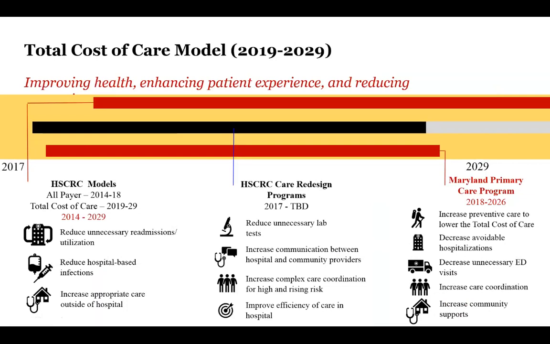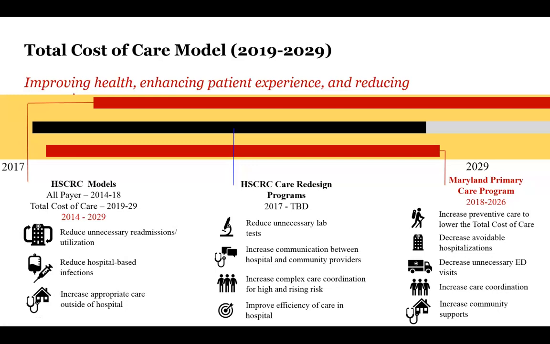So going further to the right, we see the Maryland Primary Care Program, which is intended to increase preventive care to lower the total cost of care, decrease avoidable hospital admissions, decrease unnecessary ED visits, increase care coordination, and increase community support. A lot of the aspects of the Maryland Primary Care Program are what is seen in some of these other programs, like the MMPP program that was a PCMH model, the current medical home models, and also it's highly based on the national CPC Plus model. So we can go to the next slide.